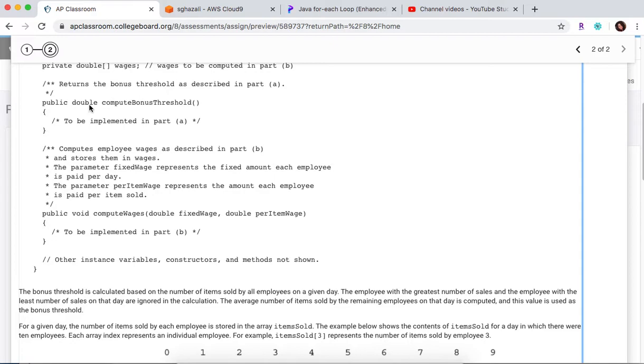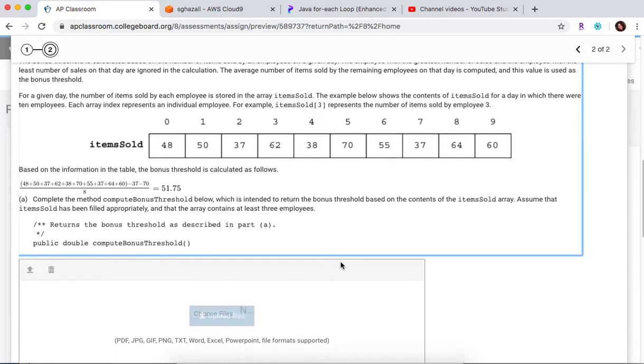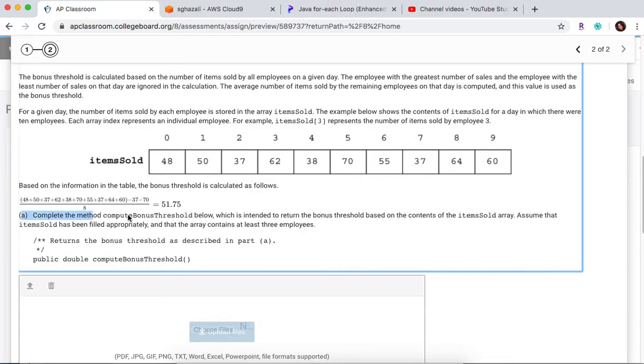It says public double compute bonus threshold, and there's nothing inside the parentheses. So what does this mean? This means that it doesn't take in any parameters, and it means that it returns a double value. So when you're writing this method, you have to make sure that it's returning a double value. Very important, okay? So before you even get into writing a method, just make sure you know what is expected of that method. Okay, so let's focus on bonus threshold, which is part A.